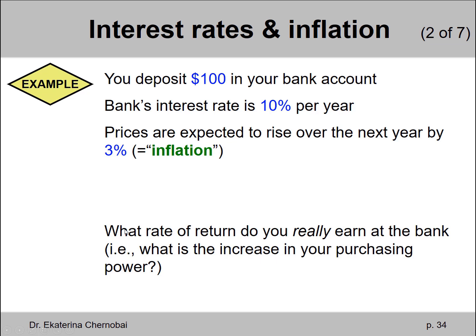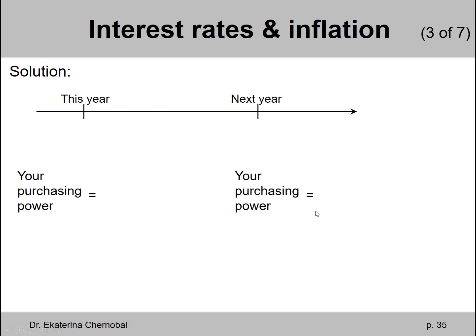The question is, what rate of return do you really earn at your bank? In other words, what is the increase in your purchasing power? So how much wealthier do you really get by the end of the year? So let's imagine this timeline with 2 points of time marked on it. This year, or right now, and next year, 1 year later. And let's talk about this whole purchasing power concept. What it really means is how much stuff you can buy, so in units.